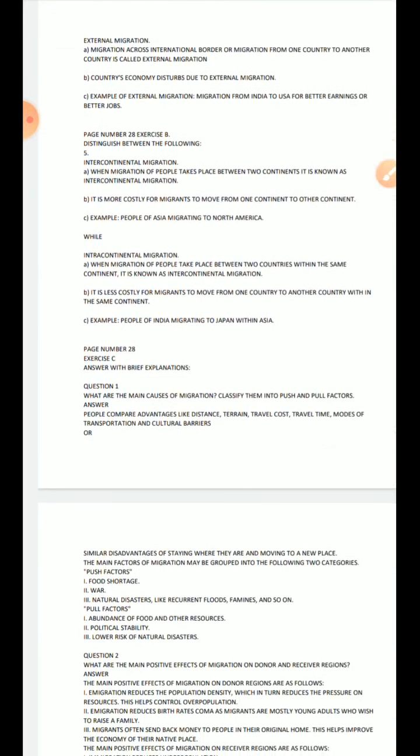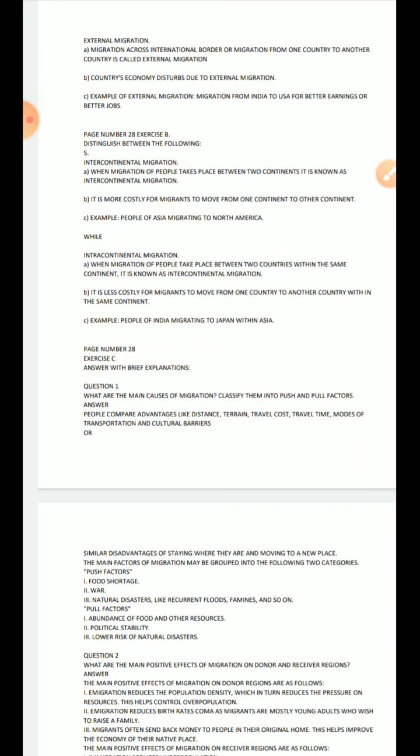Coming to the fifth distinguish, that is intercontinental migration and intracontinental migration. First point for intercontinental migration is when migration of people takes place between two continents, it is known as intercontinental migration. Second point, it is more costly for migrants to move from one continent to another continent as the distance is very large. Example of intercontinental migration is people of Asia migrating to North America.